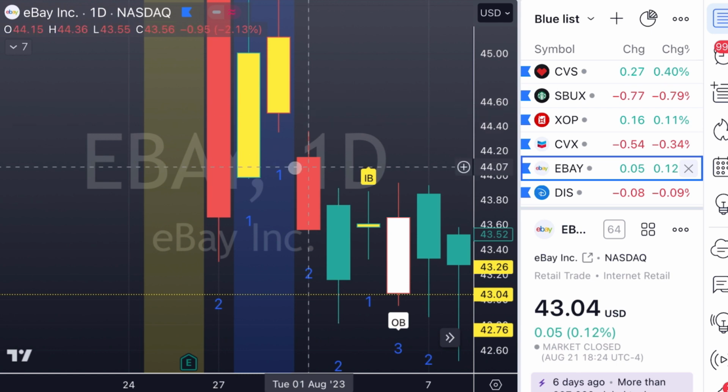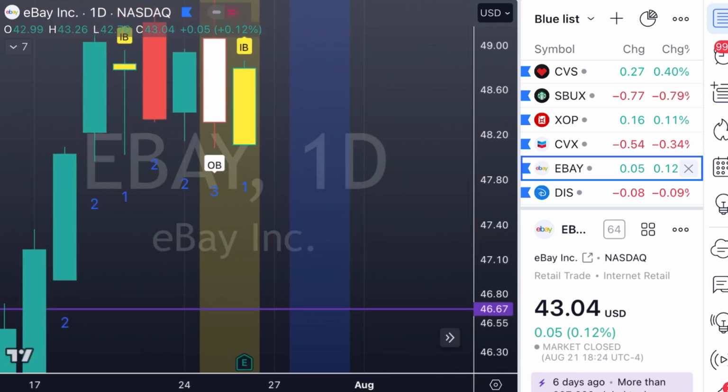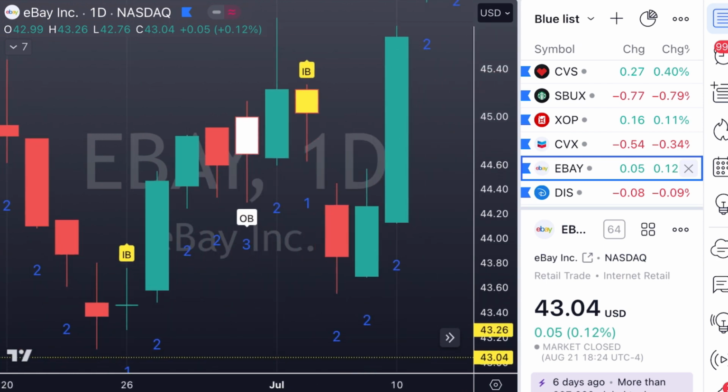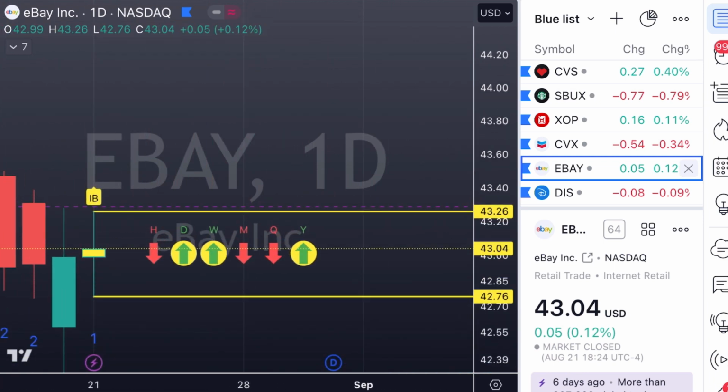Here's a double inside bar. It ran down. I'll look for one more inside bar here. There's a 3-1. Here's another inside bar, big gap down. Here's another inside bar, big run up. So that's the probability. It's very high.